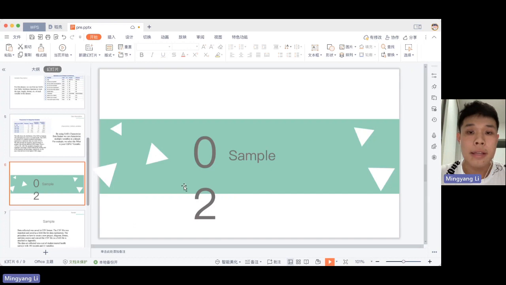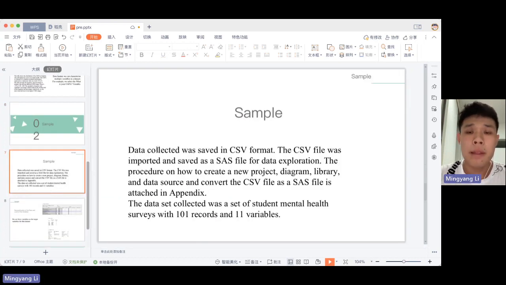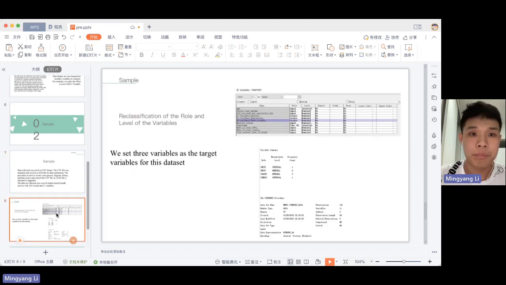The second is sample. In simple steps, our data file was saved in CSV format. The CSV file was imported and saved as a source file for data exploration. The procedure on how to create a new project, diagram, library, and data source and convert the CSV file as a source file is attached in the appendix. The data set collected was a set of student mental health service data with 101 records and 11 variables.